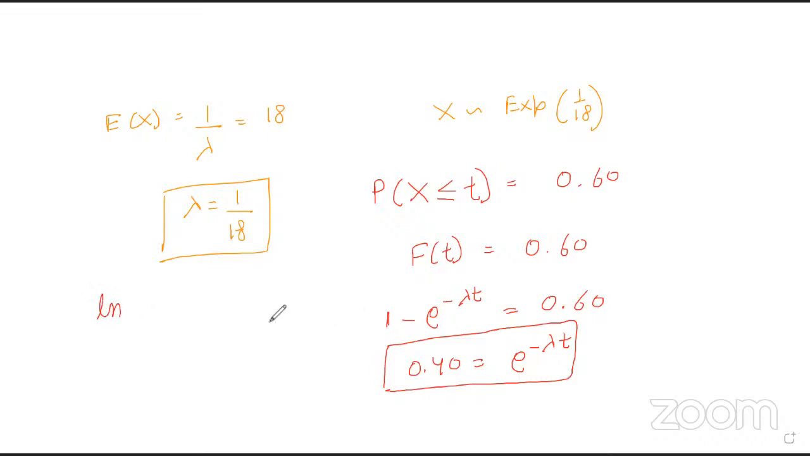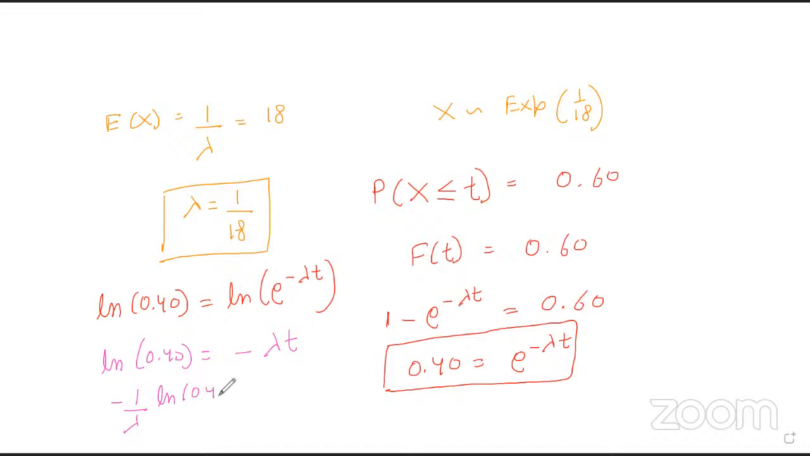So we take natural log on both sides. So it becomes ln 0.40 equals ln e raised to the power minus lambda t. So natural log and exponential get cancelled out. That's something you might have studied in Maths 1. So ln 0.40 equals minus lambda t, right? So minus 1 by lambda ln 0.40 equals t, right?